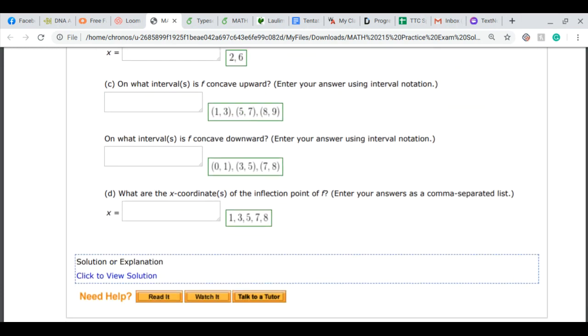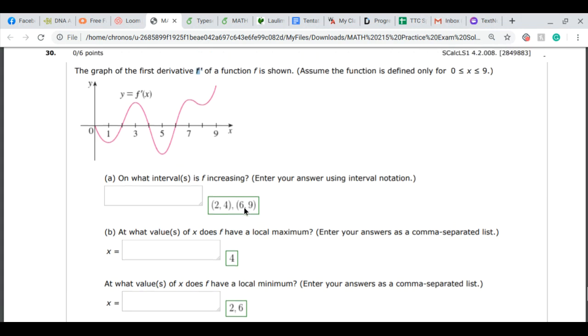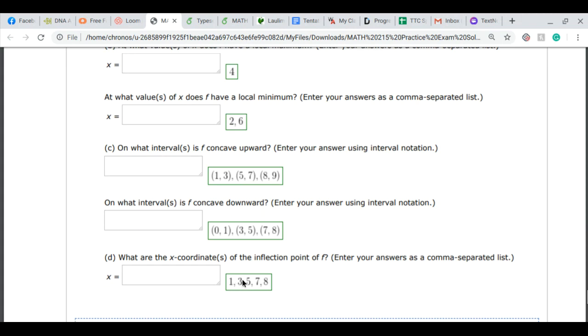What x coordinates are the points of inflection? Well, just look at this. Where does f prime have a local max or local min? Or equivalently, where does f prime change from decreasing to increasing, or vice versa? 1, 3, 5, 7, and 8.